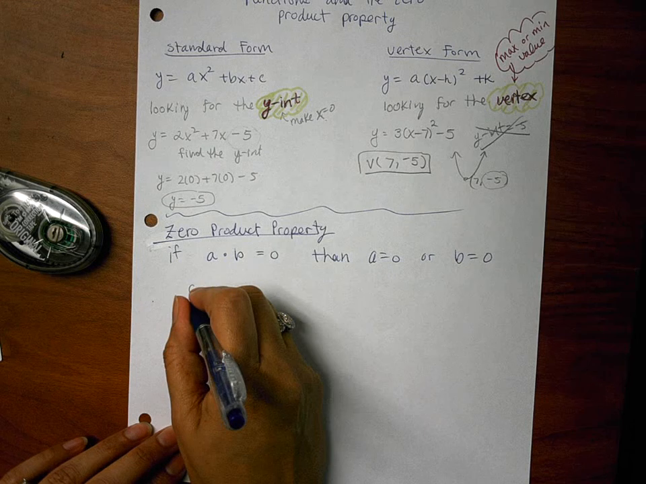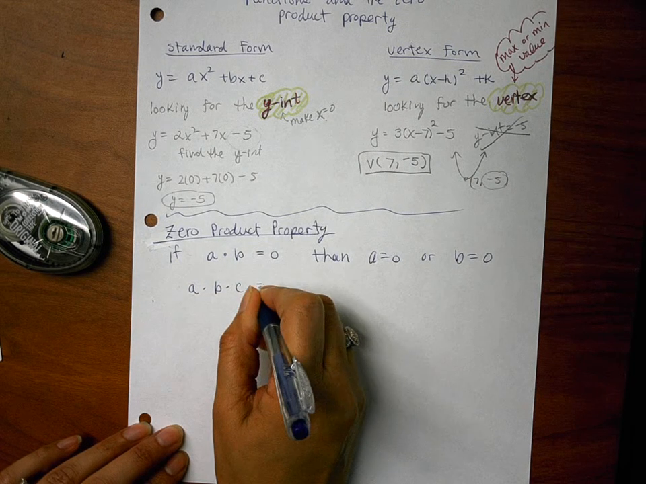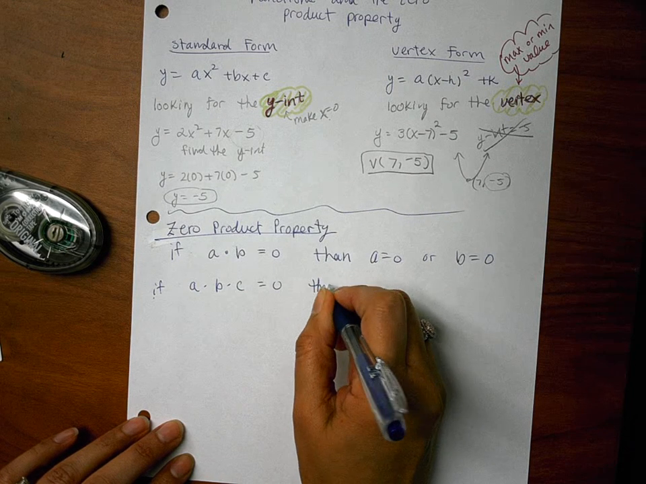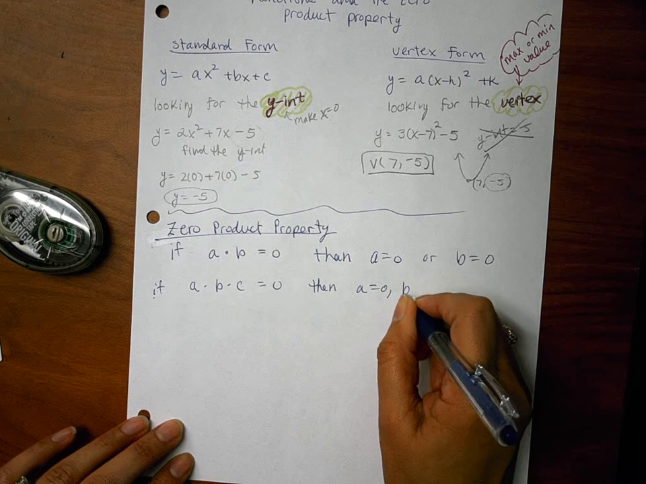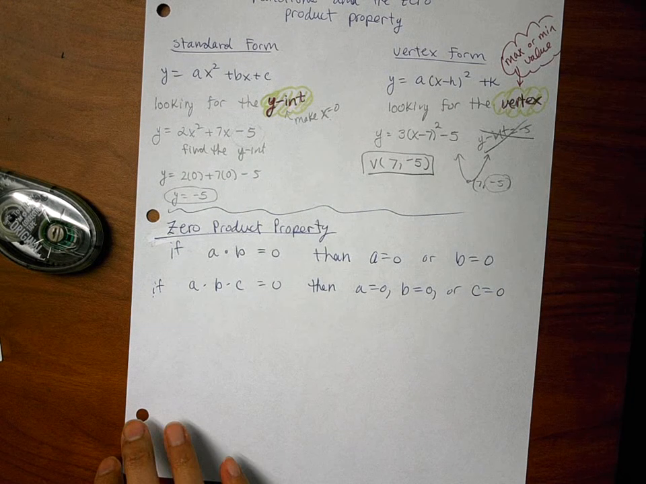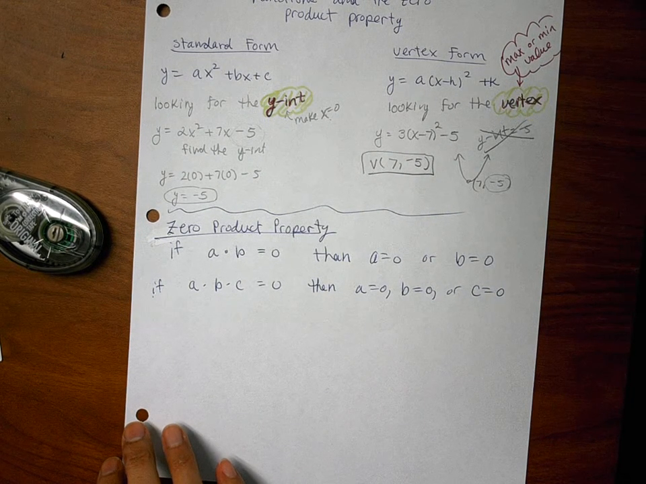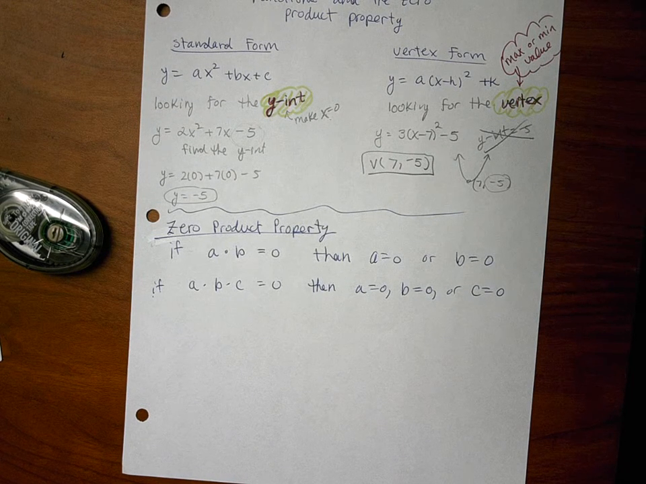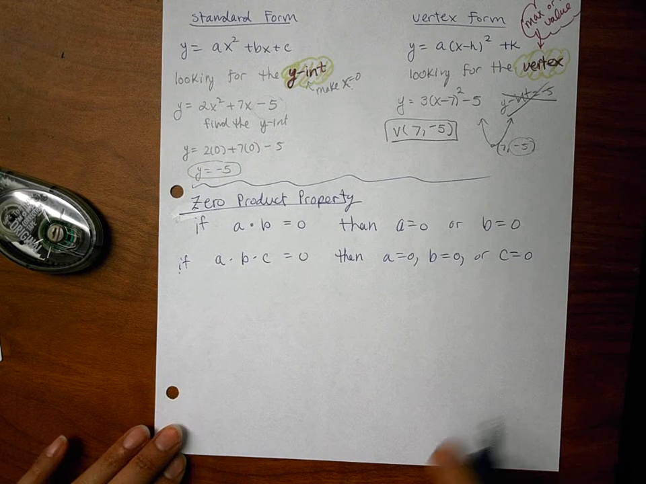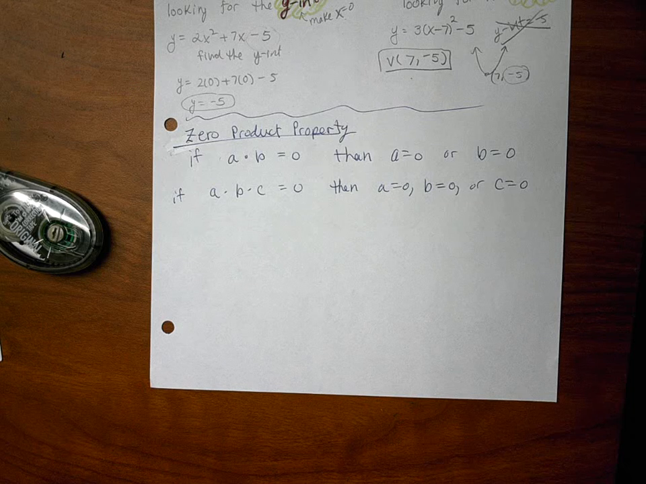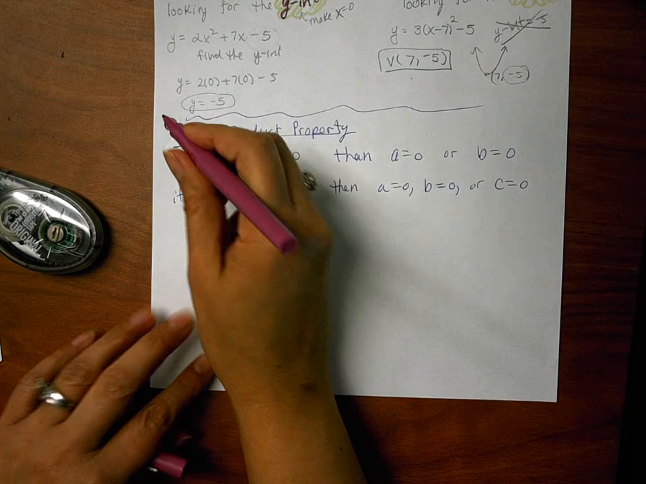The same is true if I'm multiplying three numbers, a times b times c equals 0, then either a equals 0, b equals 0, or c equals 0. They do not all have to equal 0. They can, but they do not all have to be 0. As long as one of them is 0, then the whole thing is going to be 0. All right, so how do we use the zero product property? We are going to, I'm going to bubble this in.